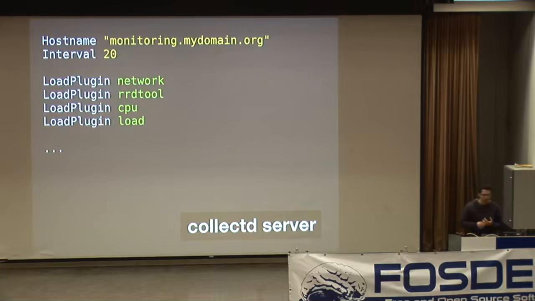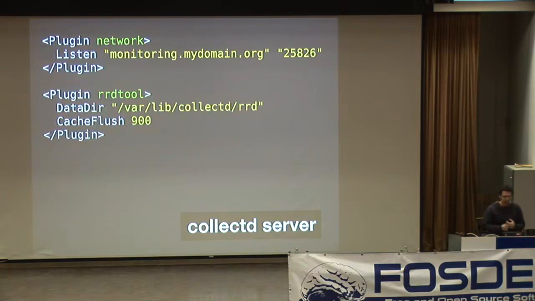So then on the server at monitoring.mydomain.org, we're saying we're collecting stats every 20 seconds, and we're using the network plugin, and not as many of the other plugins. And we're saying up here that we're listening on this particular address, and all statistics that come in, we're going to write them out using RRD tool to this particular directory here. And we're holding onto those statistics for 900 seconds before we flush them out to disk.